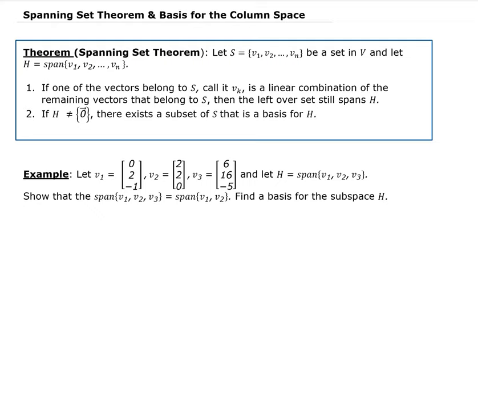In this example, we have three vectors, and we're going to let H be equal to the span of those three vectors. We want to show that the span of those three vectors is equal to the span of V1 and V2, and then eventually find a basis for that subspace H. Notice that V3, the third vector, can be written as a linear combination of V1 and V2. V3 is equal to 5 times V1 plus 3 times V2, and that can be confirmed very easily.